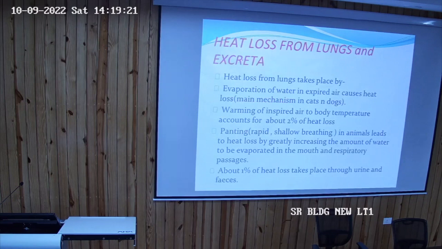Heat loss from the lungs takes place by evaporation of water in the expired air. The example is seen in lower animals, especially dogs, and the process is known as panting.